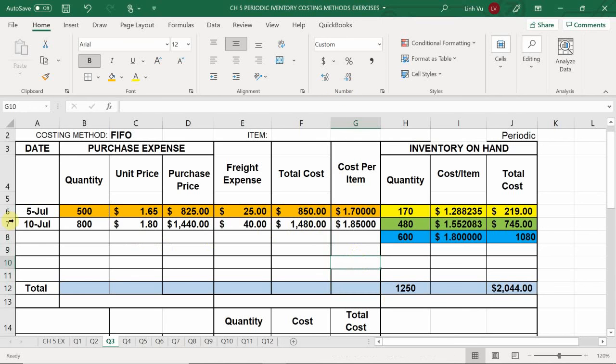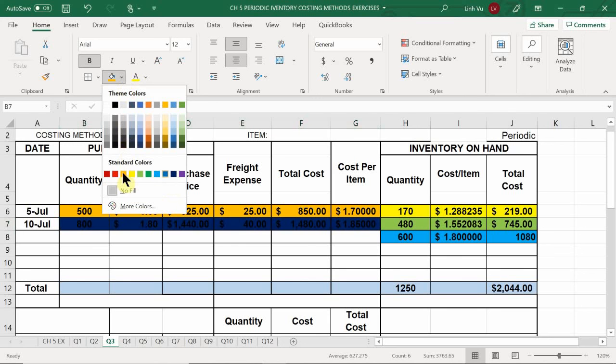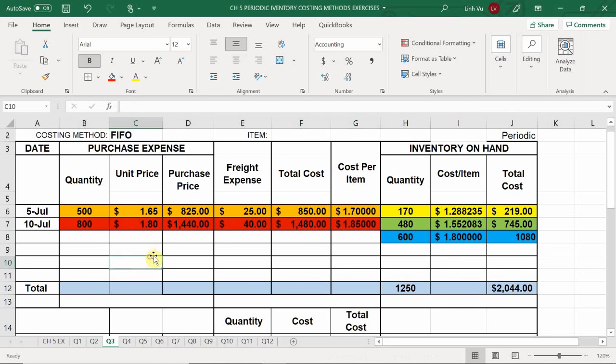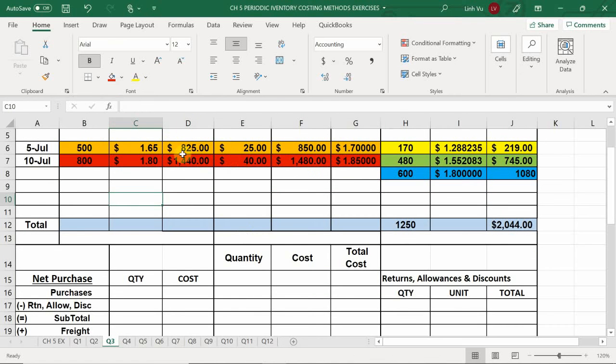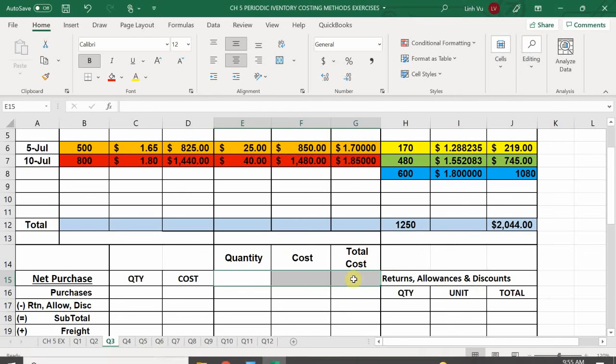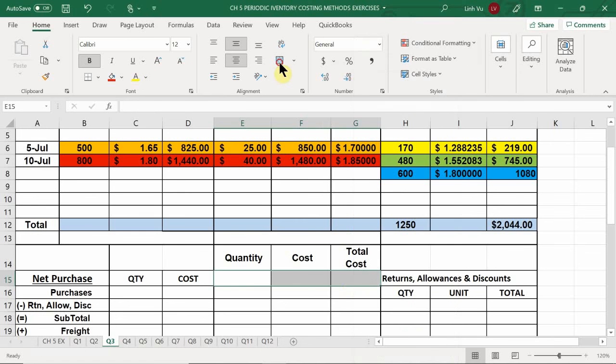Okay, and I'm going to make this batch red. Now that we are building our net purchases, let's go ahead and build our table, because now we ensure that our orange batch of inventory is something that we're keeping. So I'm going to go ahead and build my goods available.